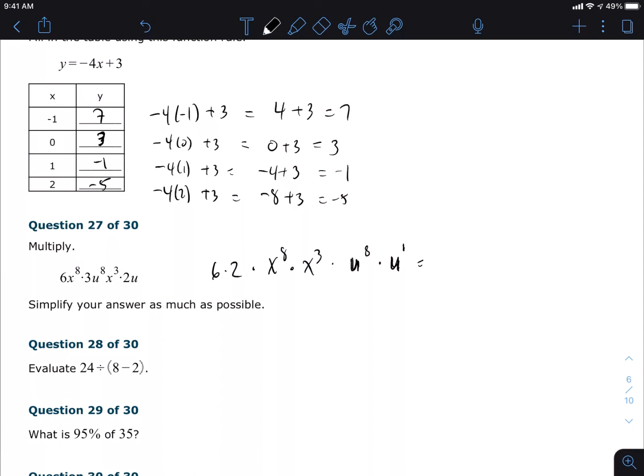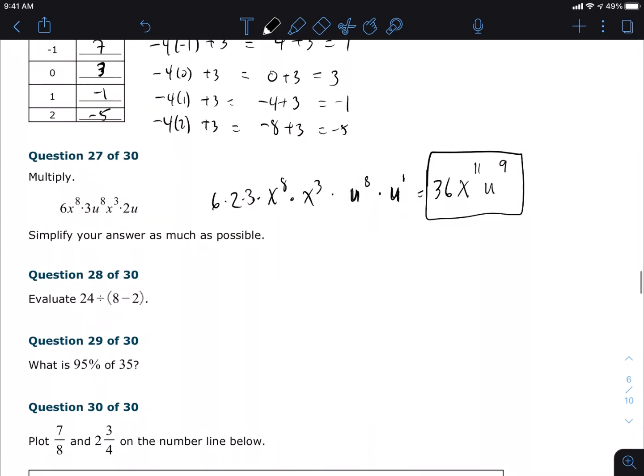So then what's 6 times 2? Ooh, I forgot a 3 too. Let's not forget the 3. So 6 times 2 times 3, that's 6 times 6, that's going to be 36. We're going to add the exponents, so 8 plus 3 for x is going to give me 11. And then for u, 8 plus 1 is going to give me 9. Is that straightforward enough? Yeah. All right.